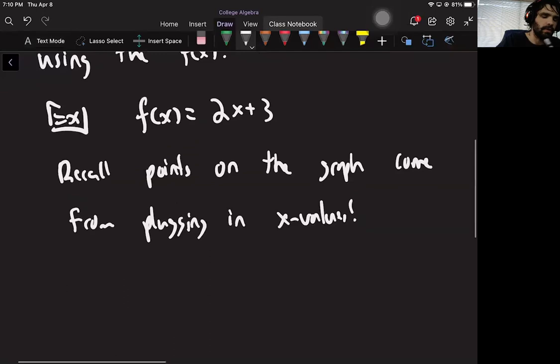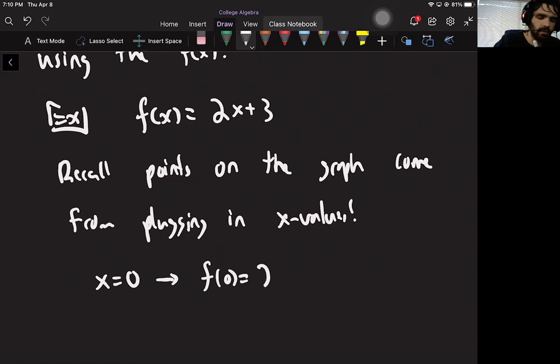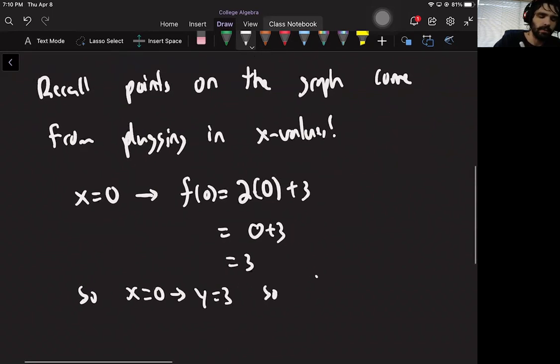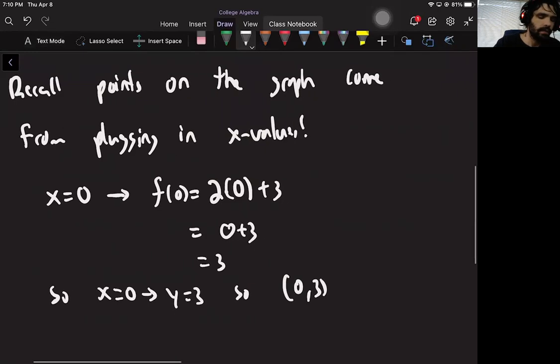So for example, if I want to see what 0 becomes when I plug it into the function, which y value I get, all I do is replace x with 0. So I get 2 times 0 plus 3, 0 plus 3, 3. And so that's the y value that I get. So x equals 0 becomes y equals 3. And that tells me, most importantly for now, 0, 3 is on the graph of this linear function.